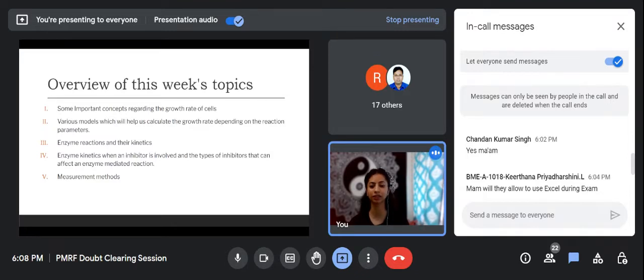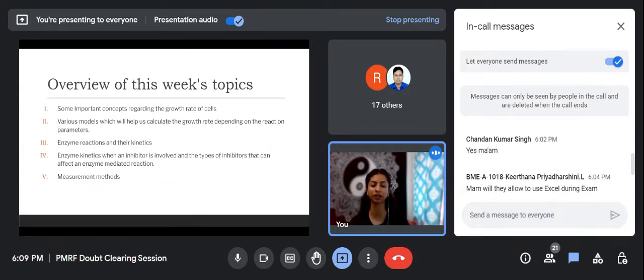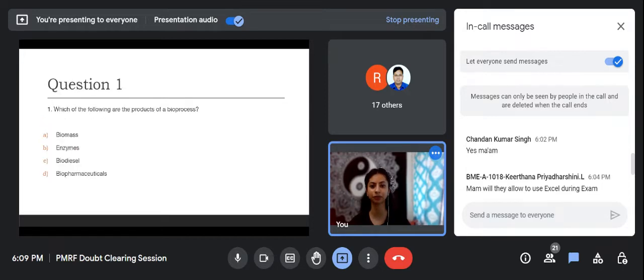Then we learned about the various models which help us calculate this growth rate, a few easy models, a few difficult models, depending on the reaction parameters, how many limiting substrates are there, or if there's an inhibitor, etc. Then we learned about enzyme reactions and their kinetics, and how enzyme kinetics is different when an inhibitor is involved, how the parameters of the enzyme reaction change, and the different kinds of inhibition that are possible. The last module this week was measurement methods, in which you can measure the growth of cells or the viability of cells.